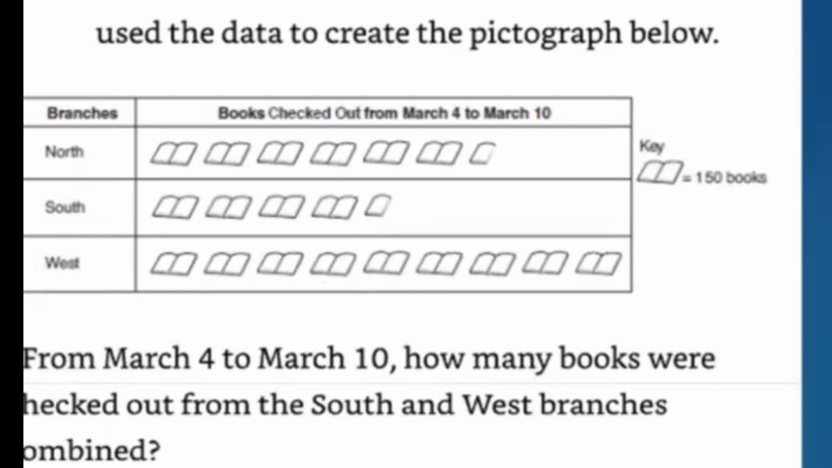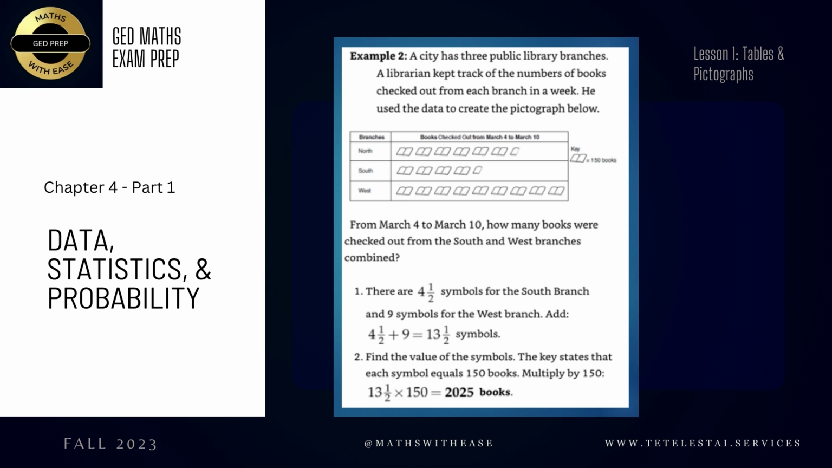All right. So let's go back to the question. The question says, from March 4 to March 10, how many books were checked out from the South and West branches combined? So let's zoom back in.